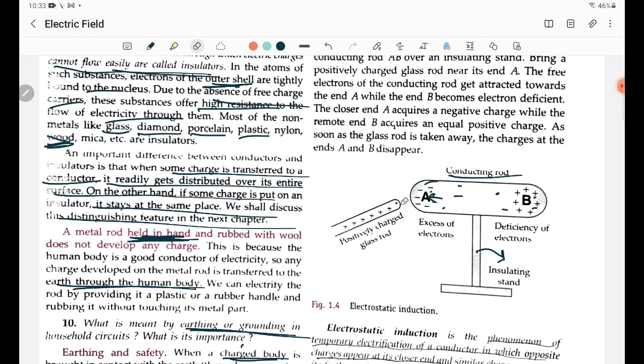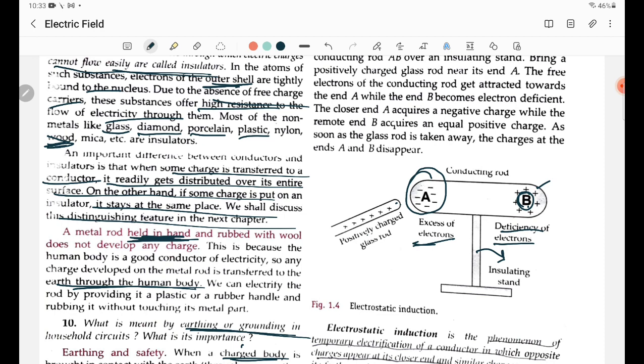This is very important. When all the charges are attracted towards the A end, it becomes negatively charged, because there is an excess of electrons. Whereas at the B end, there is a deficit of electrons, or deficiency of electrons, so it is getting positively charged.